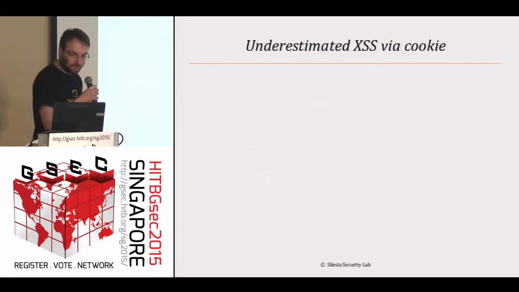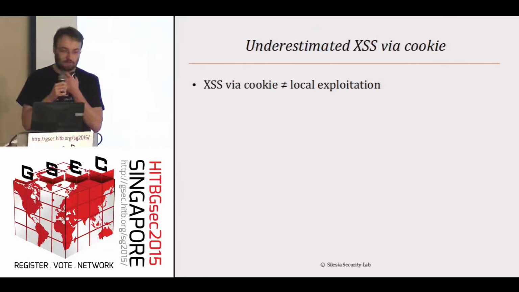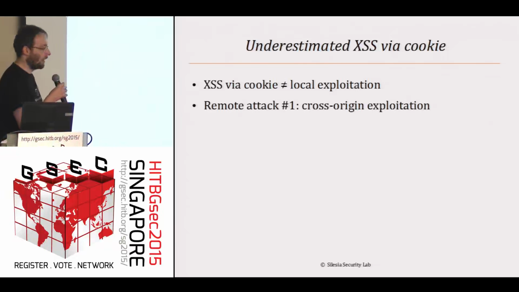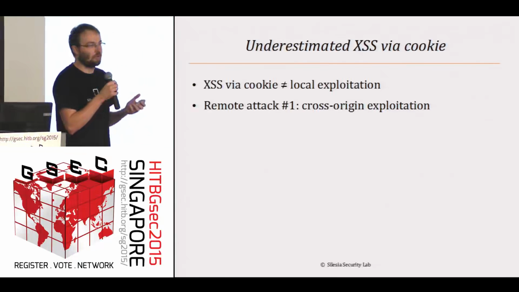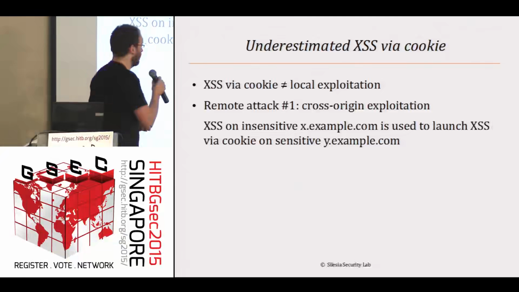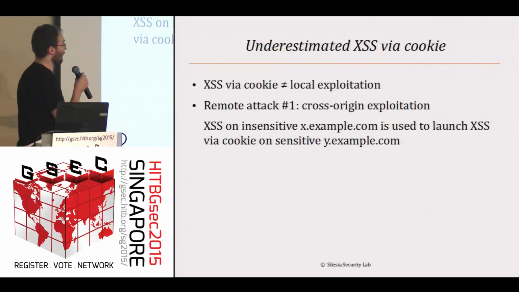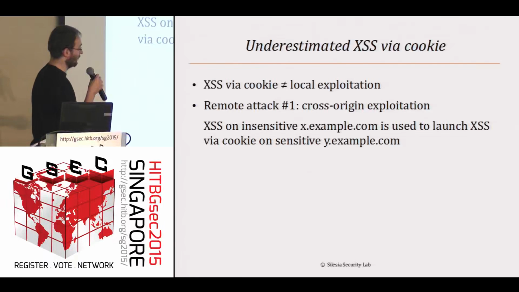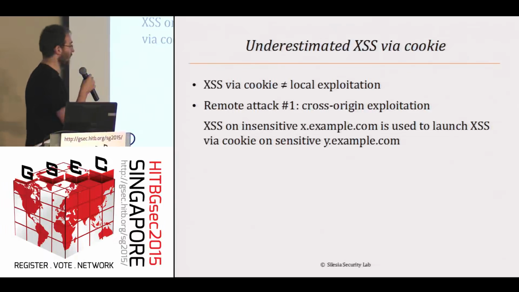So now, underestimated XSS via cookie, very often this is associated with local exploitation. But this is absolutely not true, because I will present you 3 remote attack scenarios just to show that this is not true, and this is what I would like you to keep in mind. So now assume a similar example, but a bit different. We've got a sensitive domain y.example.com and an insensitive x.example.com. What is common is example.com. They are both subdomains of example.com.